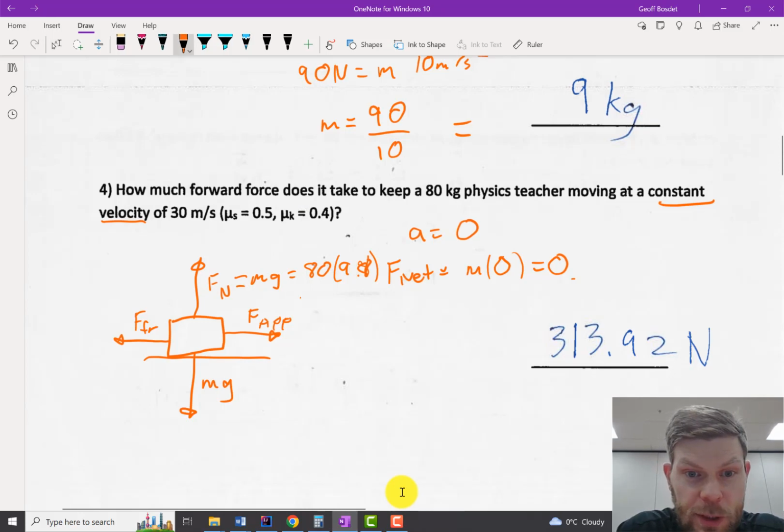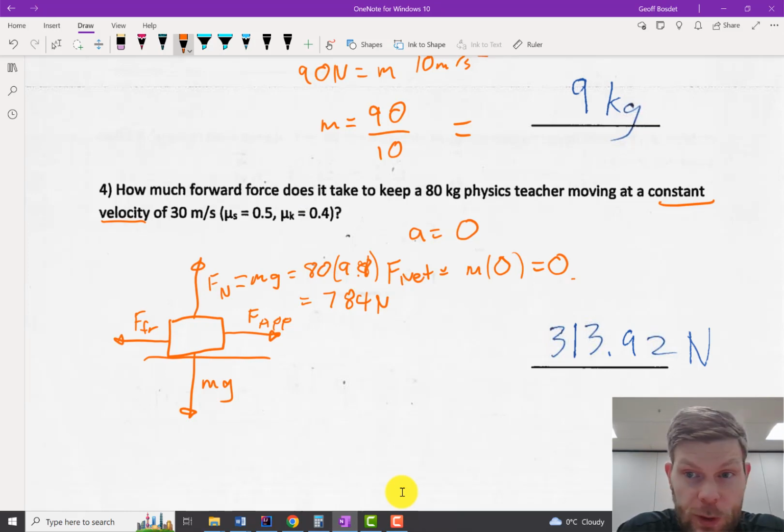So we got 80 times 9.8, which would be 800 minus 16, or 784 newtons, I believe. So our normal force is equal and opposite to gravity.